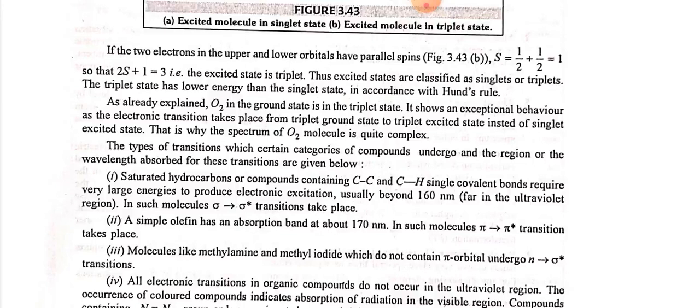As already explained, O2 in its ground state is in a triplet state. It shows exceptional behavior in that electronic transitions take place from a triplet ground state to a triplet excited state instead of a singlet excited state. That is why the spectrum of the O2 molecule is quite complex. The types of transitions which certain categories of compounds undergo, and the region of wavelength absorbed by the transitions, are given below.